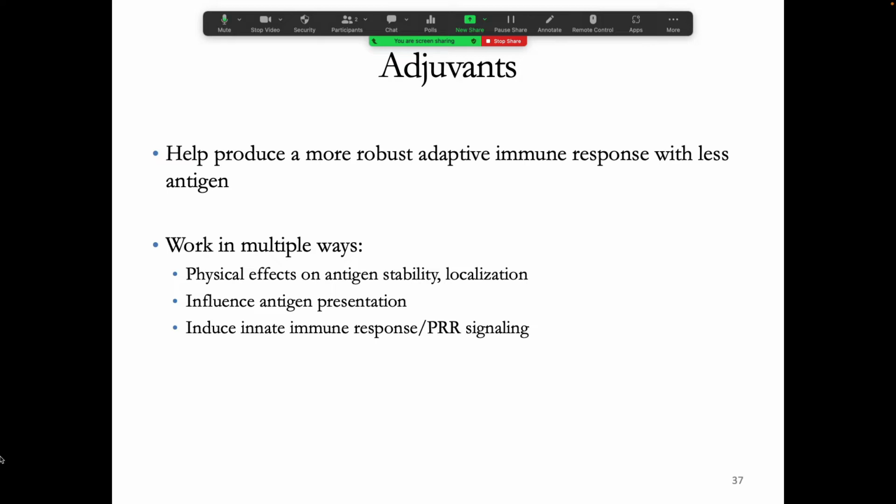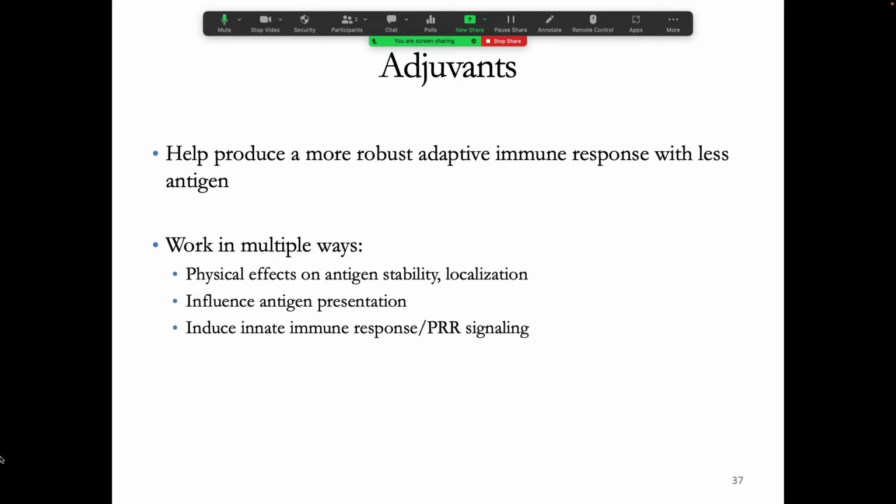The field of trying to understand adjuvants and what adjuvants to add to vaccines is a very huge and hot area in trying to understand vaccines, because if we can give you a lower dose or fewer shots and have it work better, that'd be awesome. But adjuvants are really tricky. As you can see, one of the big perks of adjuvants is that they can induce an innate immune response and PRR signaling.